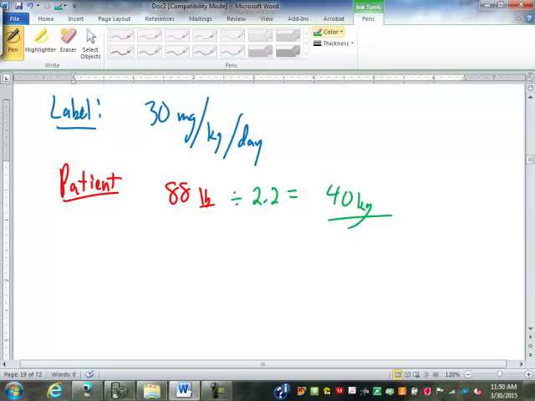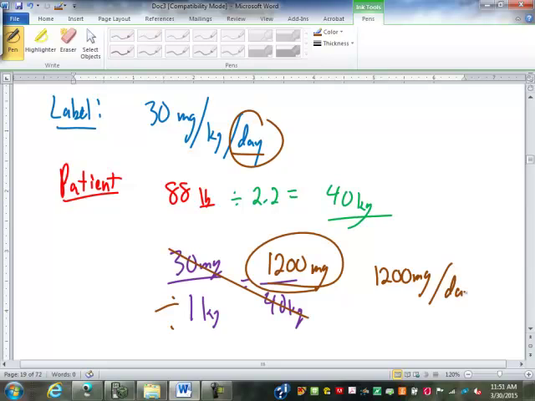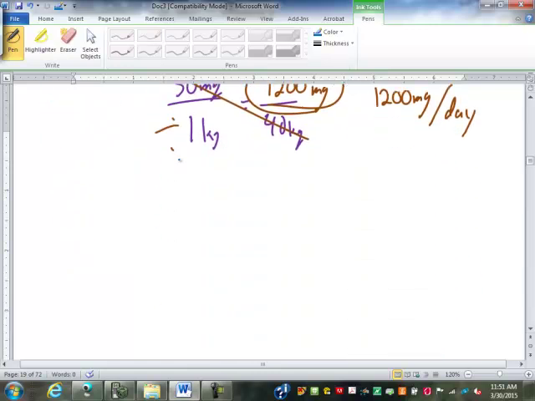And we do our proportion, 30 milligrams per 1 kilogram equals how much for 40 kilograms? We cross multiply and divide, we get 1,200 milligrams of medication. Now that is, again, going back to the dosage, per day. Don't make the mistake of saying for every 4 hours. The doctor wants us to administer a dosage every 4 hours. But the actual daily dose is 1,200 milligrams. So that is 1,200 milligrams per day.